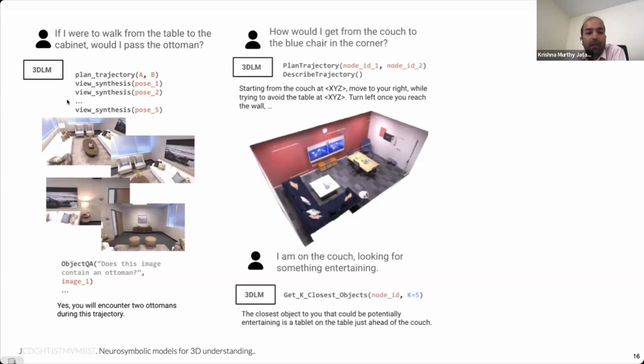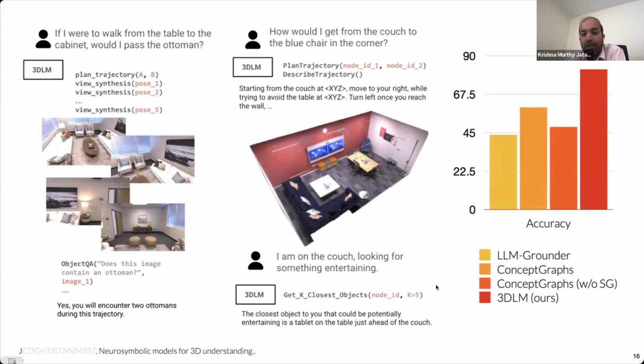There's a bunch of other questions I will not get to at this point, but if we look at how this fares with respect to a baseline that does not use any structure, we struggle. The scene graph significantly helps, and if we use the operators, it bumps up the performance even further.